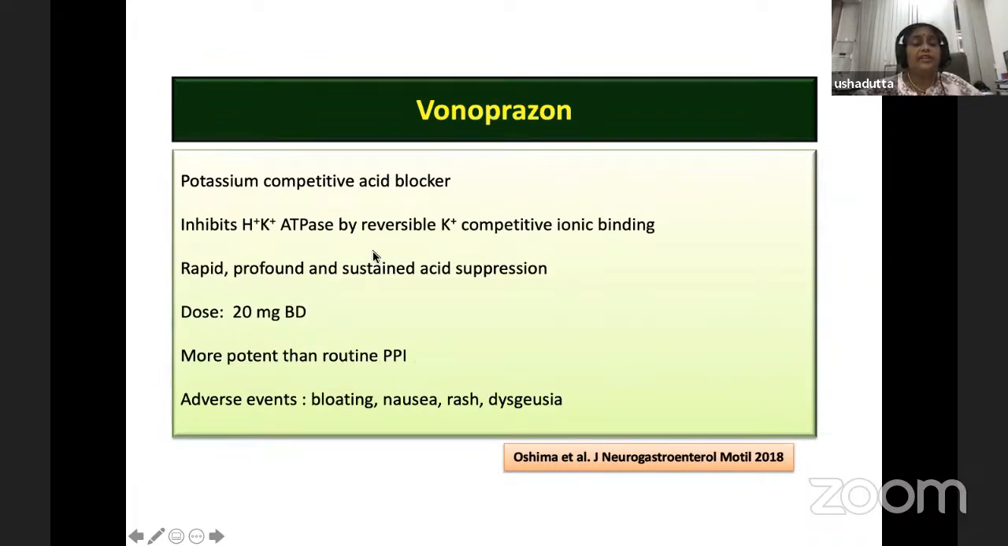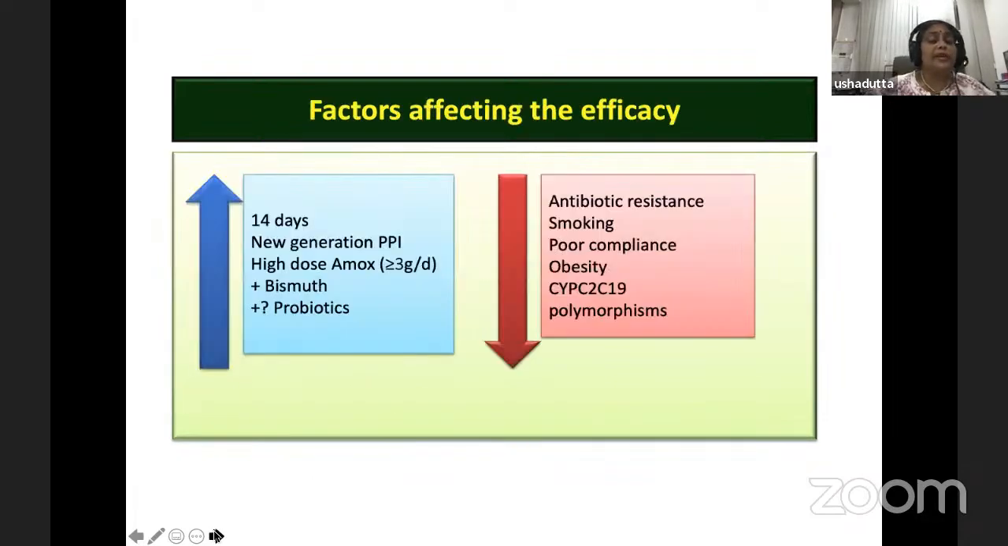Vonoprazan is a new agent. It has rapid, profound, and sustained acid suppression, and it's useful in the eradication of H. pylori. So what are the ways by which we can increase the efficacy? That is 14-day therapy, new generation PPI, high dose amoxicillin, bismuth, and addition of possible probiotics. All of these increase the efficacy of the regime.